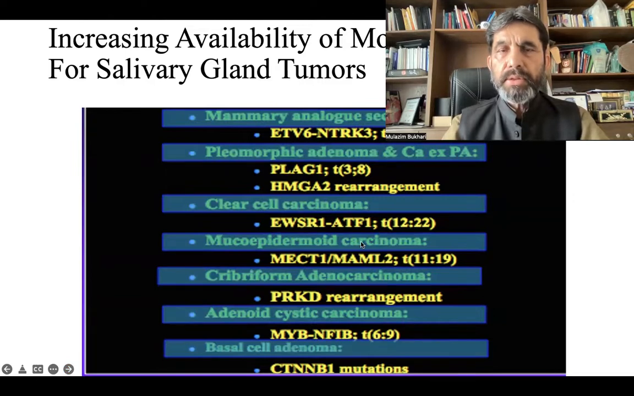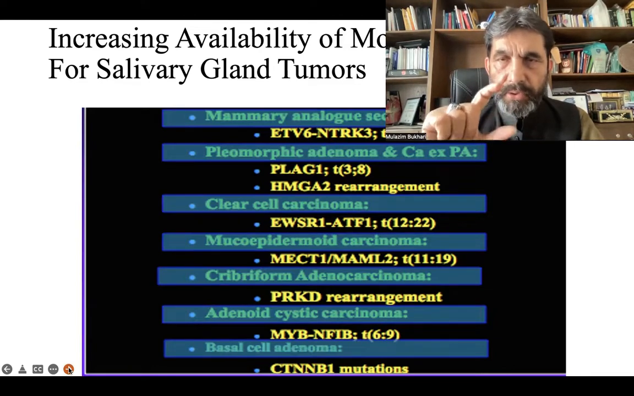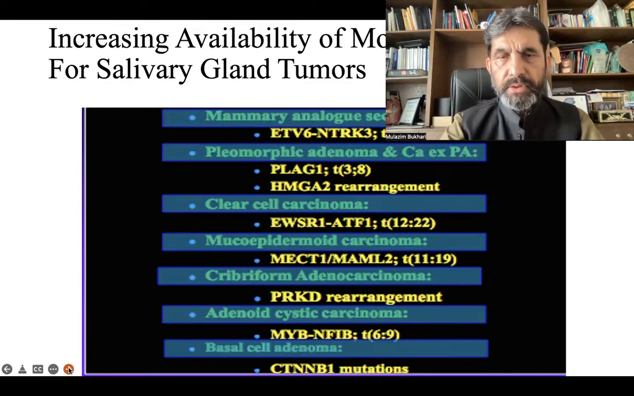For mammary analogue secretory carcinoma, there is a translocation. We have already discussed this one in the previous lectures. ETV6, NTRK3 are the translocation of 12 and 15. For pleomorphic adenoma, the translocation of 3, and that is called PLAG1, or it is called HMGA2 rearrangement. Clear cell carcinoma and EWSR1 and ATF1 translocation. These translocations are very important in making the differential diagnosis of these tumors.